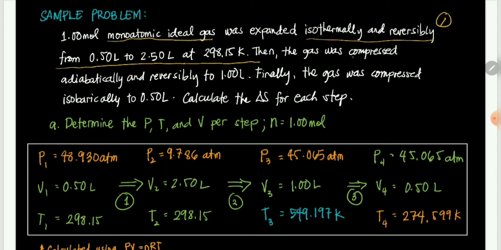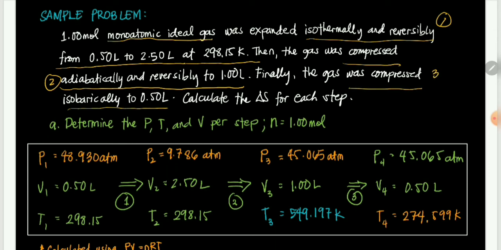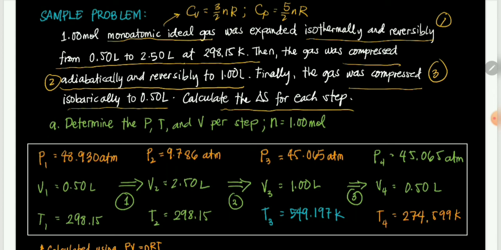Okay? Then, the gas was compressed adiabatically and reversibly to 1 liter. This is the second step. Then, finally, the gas was compressed isobarically to 0.5 liters. So, this is the final step, or the third step. So, take note that this is a monoatomic ideal gas. So, the CV for this gas is 3/2 NR, while the CP of this gas is 5/2 NR. Okay? So, all we need to do is to calculate the entropy of each step.